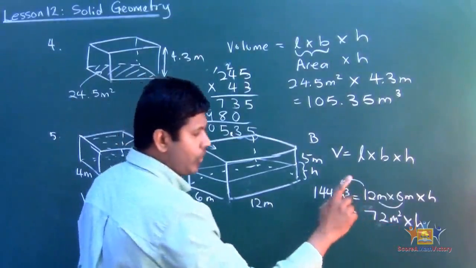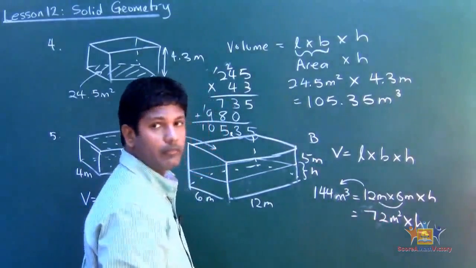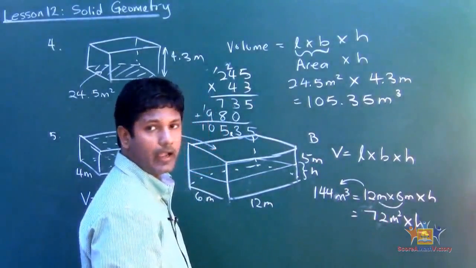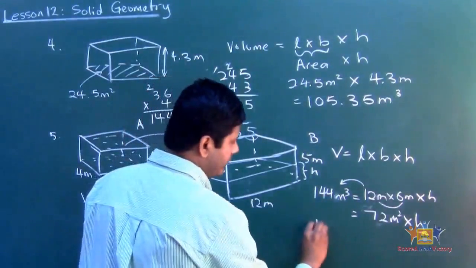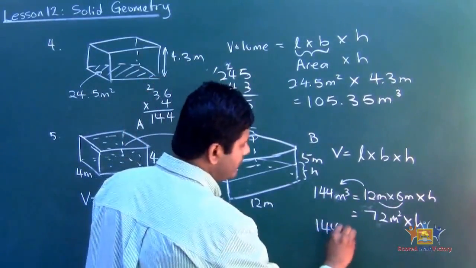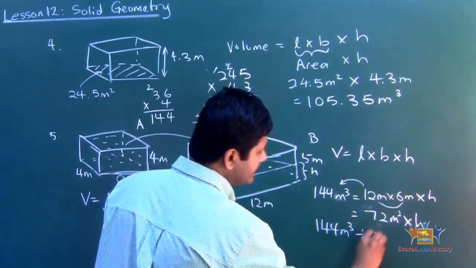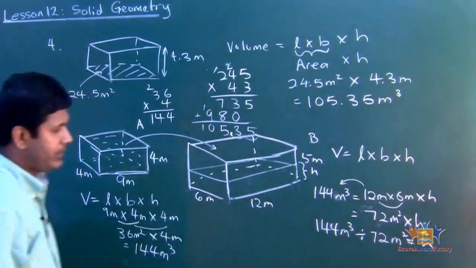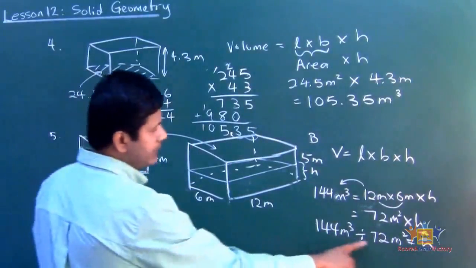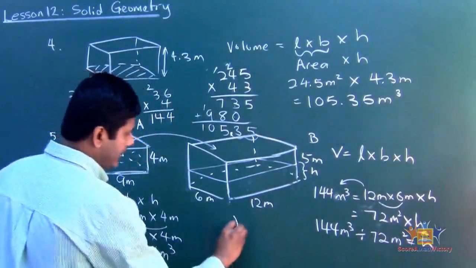Alright, so what is 72 meters squared doing to height? It's multiplying. Cross the bridge, it becomes division. So it becomes 144 meter cube divided by 72 meters squared, which will give me the height. Alright, so we're going to use the long division method. Let's use the cage approach.